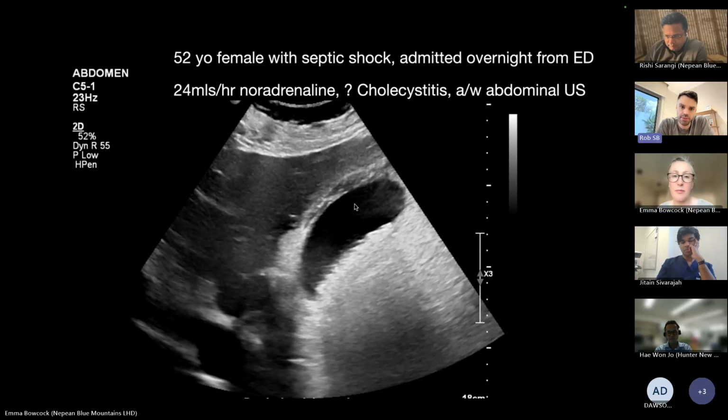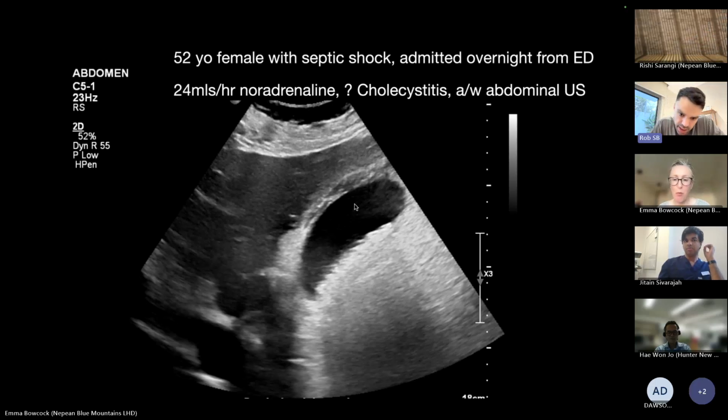So this is a 52-year-old female with septic shock, admitted overnight from ED, on 24 mils an hour of noradrenaline, clear cholecystitis, awaiting abdominal ultrasound. So this to me looks like an ultrasound of the liver and gallbladder in long axis. The concerning feature is that the gallbladder wall, although not measured, appears thickened.